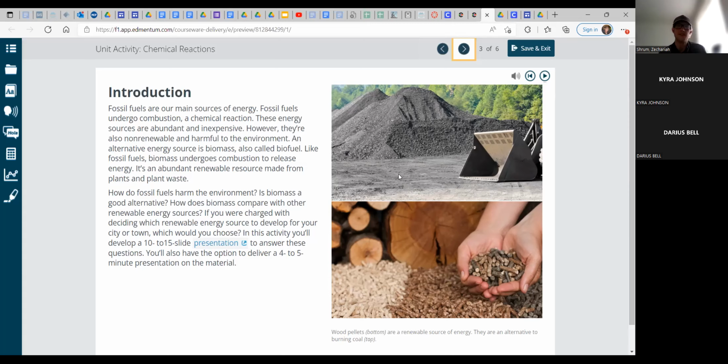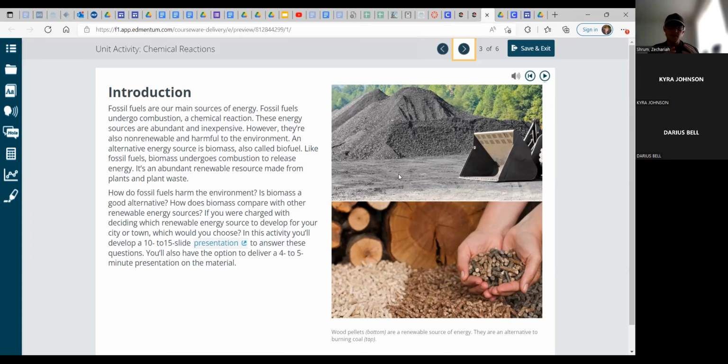An alternative energy source they're talking about in this unit activity is called biomass, or another word for that is biofuel. And it's a lot like fossil fuels. It still has that combustion reaction, but it's renewable as it's using plants and plant waste as fuel instead of those petrochemicals and oil, natural gas.